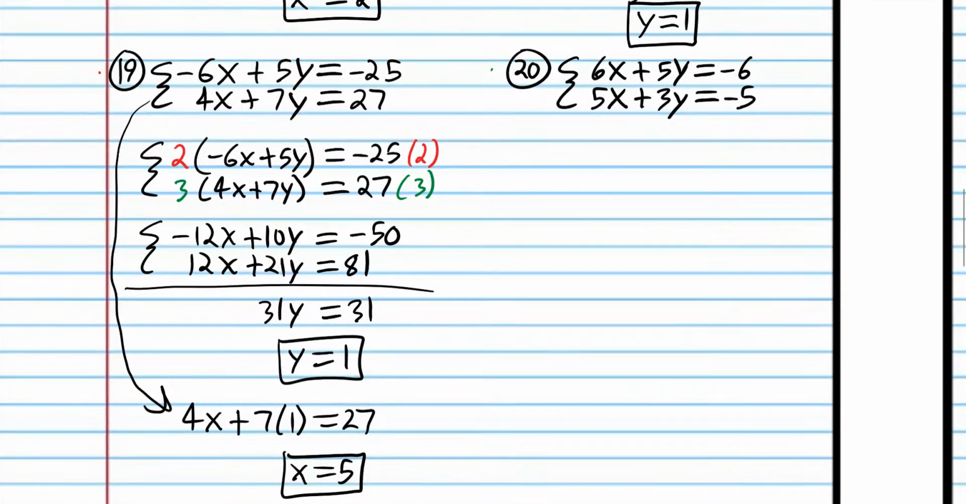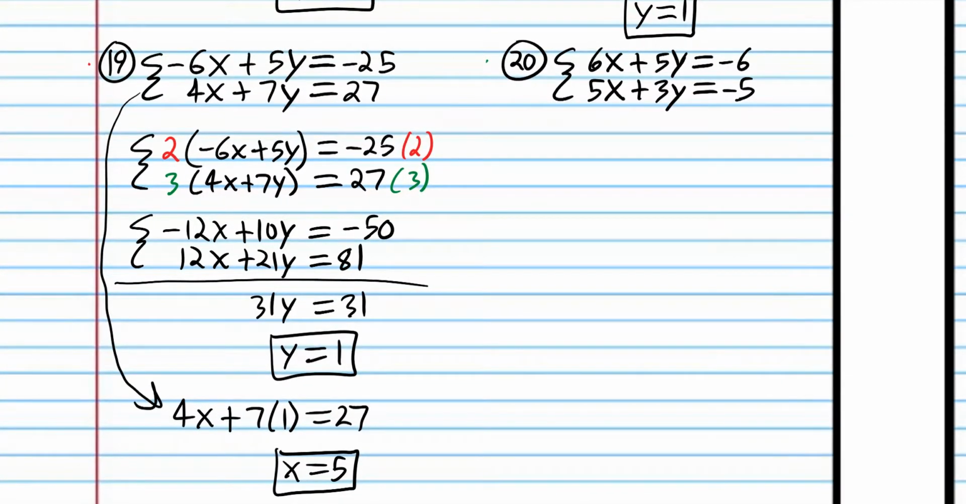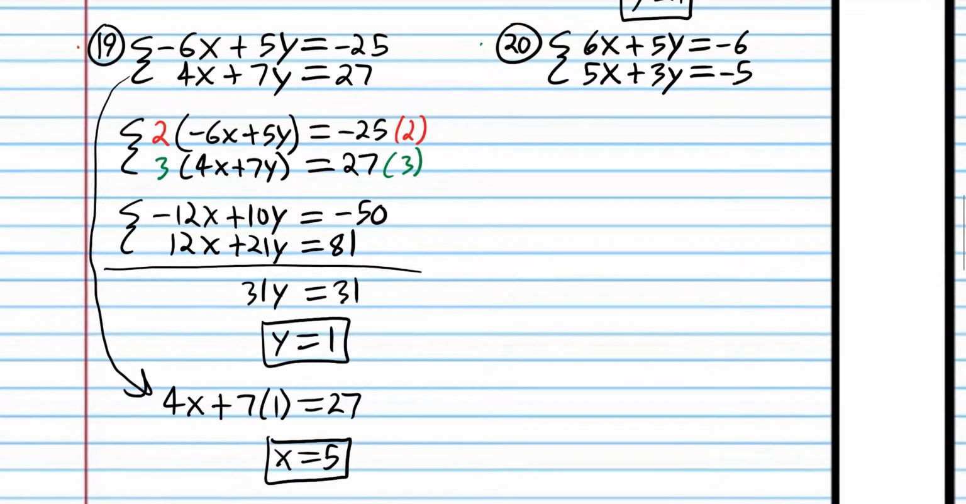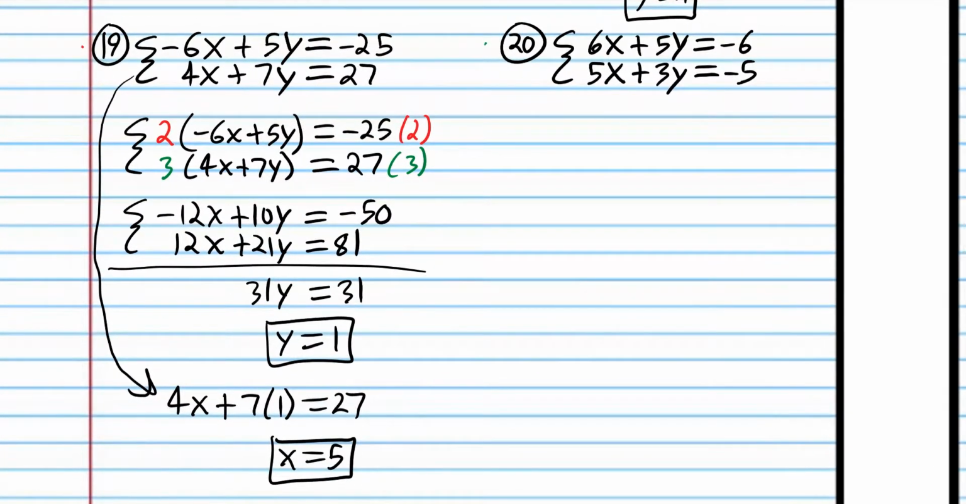Now, be aware that you can eliminate x or y. In this problem, I chose to eliminate x. See down here, I eliminated x. So in this problem, I'm going to eliminate y because I want to use the smallest numbers if I can. You can do it any way you want, but if you want to follow along with me, you're going to need to eliminate y. So go ahead and try number 20. Do it yourself. Don't wait for me to do it. See if you can solve the problem, and when you come back, we'll do it together.